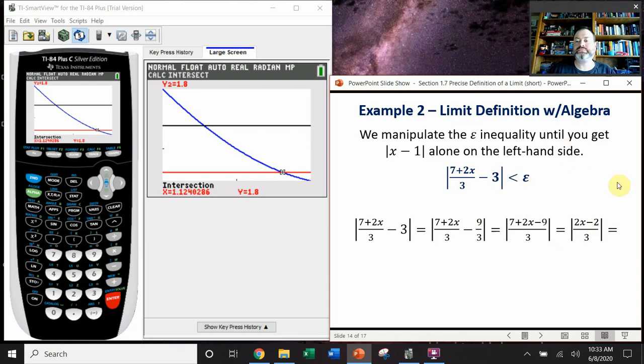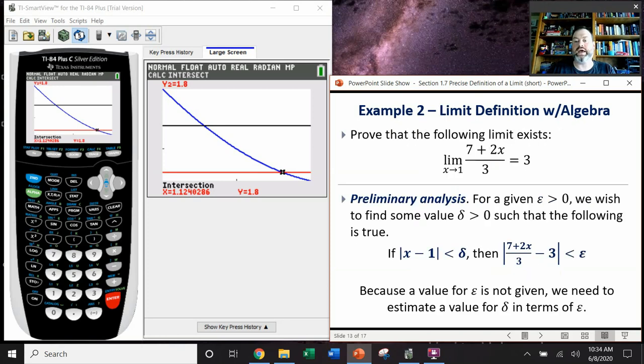Now you can see that there's an x minus 1 up here. Because that x is a variable, we have to leave it inside the absolute value. You're not allowed to pull variables outside of absolute value. You're allowed to pull numbers out, though. So we can pull that 2/3 out of the absolute value. You factor the 2 out, and then we have a 2/3. That 2/3 can come out of the absolute value. And now look at what we have. We have what we want: 2/3 times some quantity is less than epsilon.